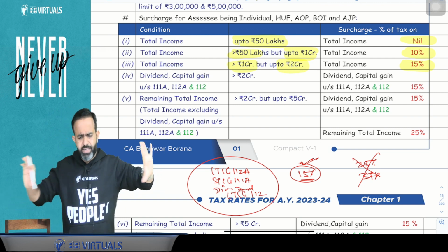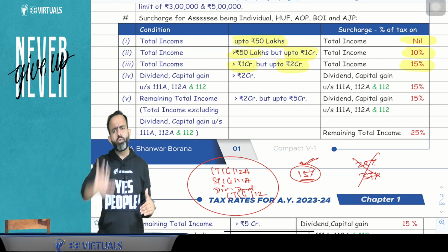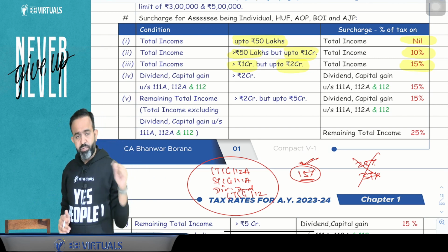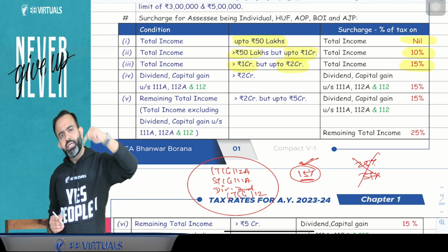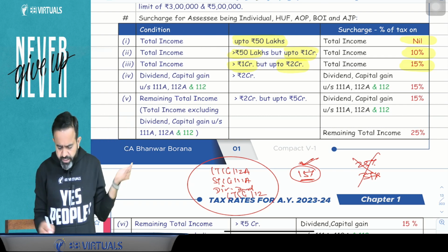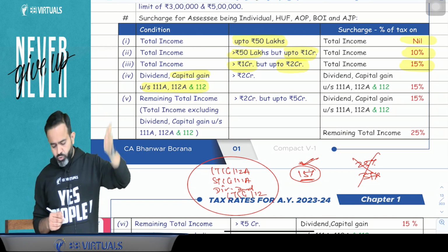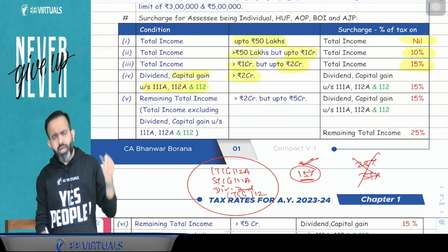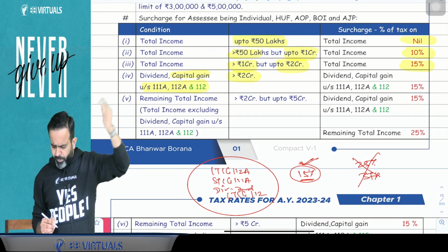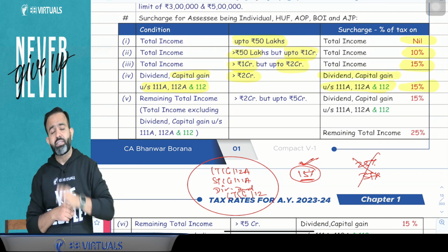So if your total income is up to 2 crore, there is no need to check anything else. It is very simple. Just add the surcharge at the rate of 15%. But if total income is more than 2 crore, in that particular case, for dividend or capital gain taxable under section 112A, 112 or 111A, whatever the amount of capital gain and dividend, your maximum surcharge on tax on this income will be 15%.